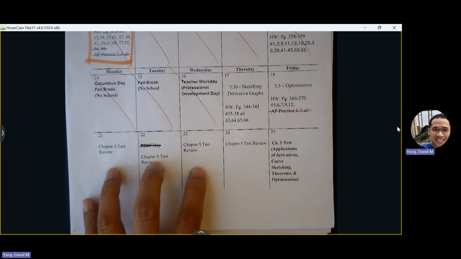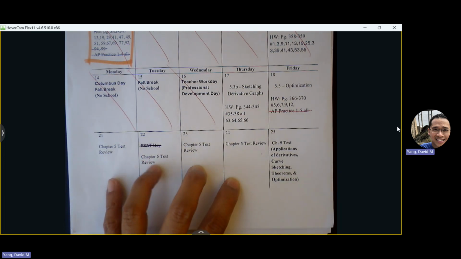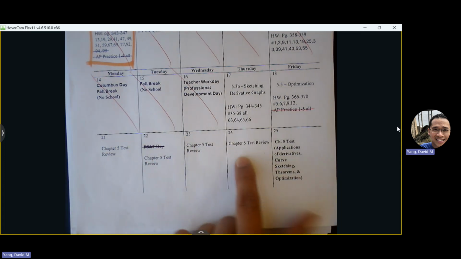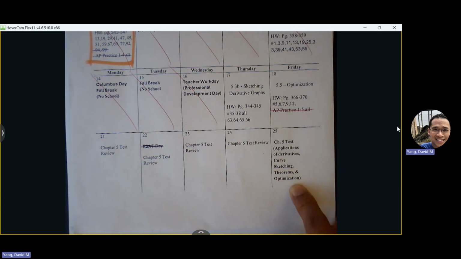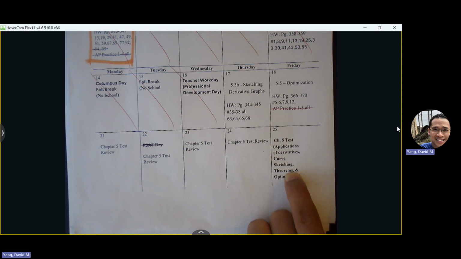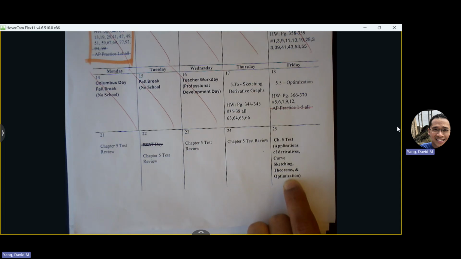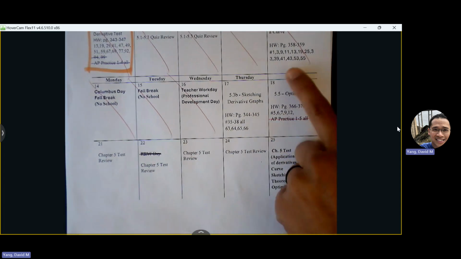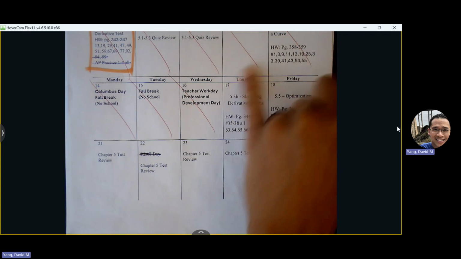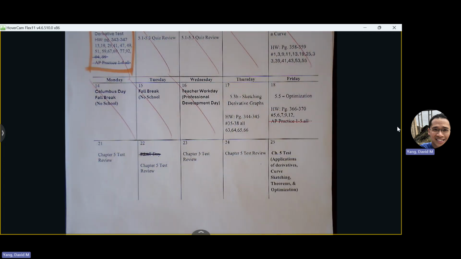And then we'll have 4 days to do test review. I'll give you guys a test review packet. We'll start working through those. And then your tests over curve sketching, and then all the topics from the quiz is also going to be on the test. And then doing curve sketching, derivative graphs, and optimization. Those are going to be the 3 topics in addition to your quiz. That's going to show up on the test. And so that'll be next Friday.